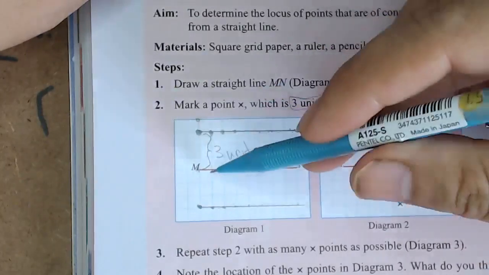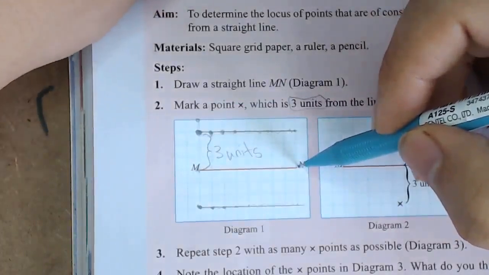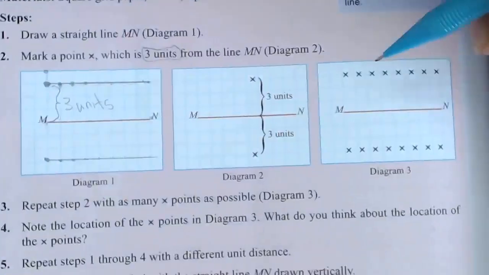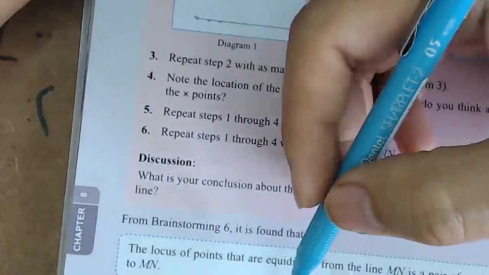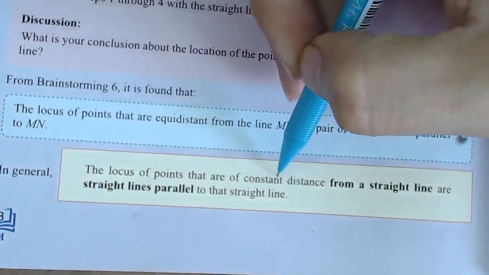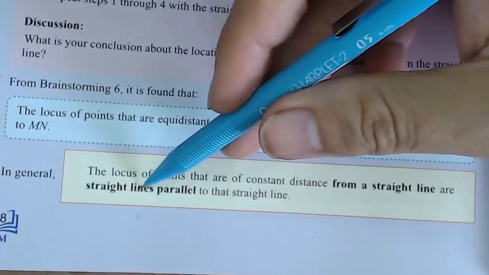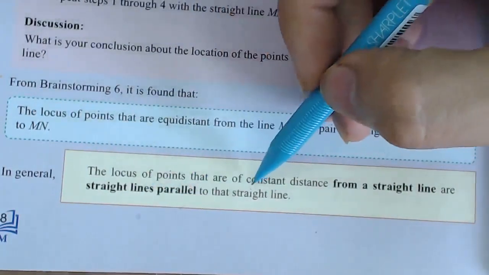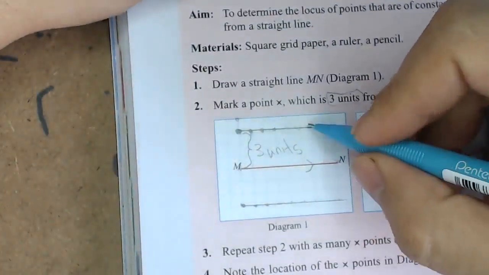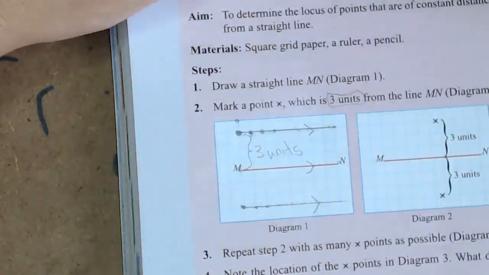Okay, a straight line here. Okay. So now we come to the conclusion. The locus of points that are of constant distance from a straight line is a pair of straight lines parallel to that straight line. Parallel, so you see the direction is the same. Parallel. Okay.